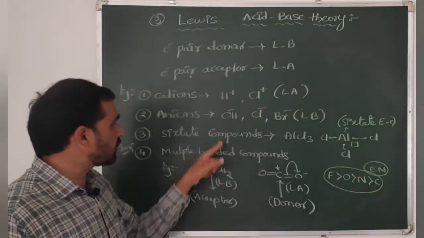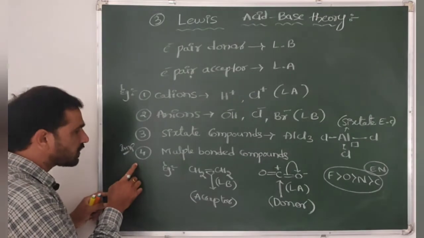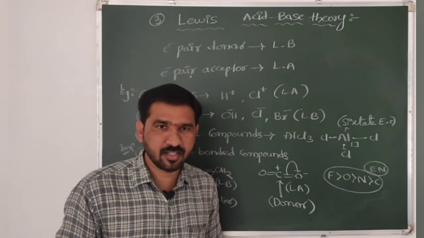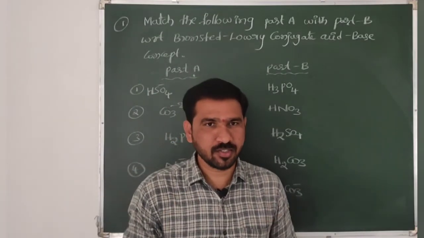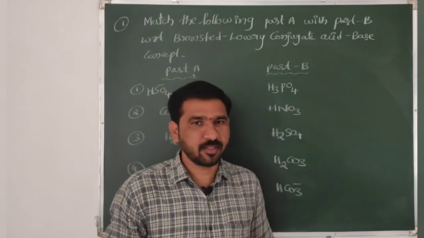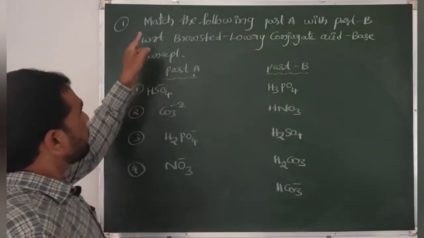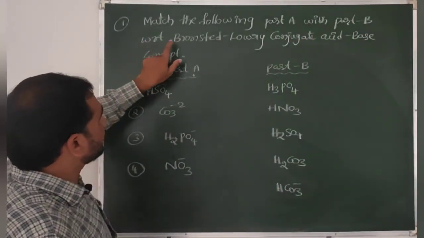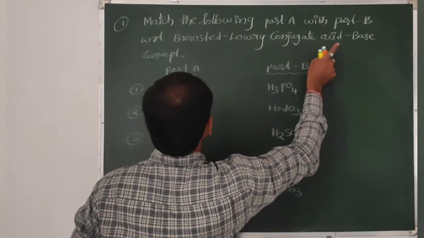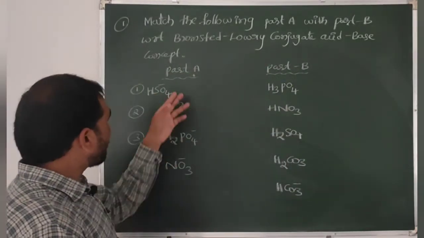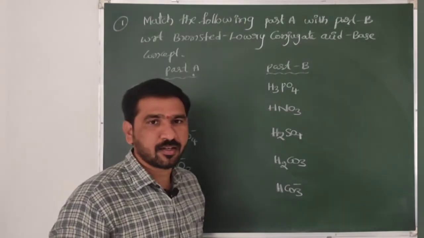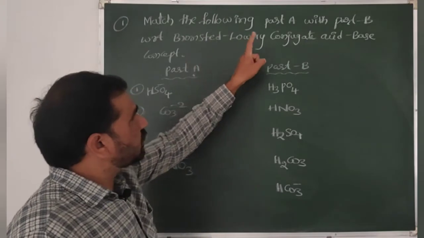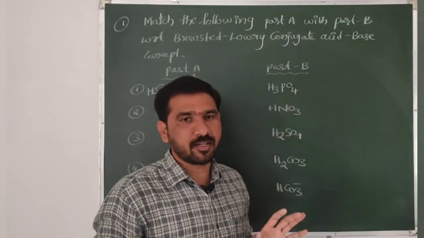So these are the examples. Among the examples, this fourth example is very, very important. At the competitive level, this question will be raised. Is it clear, beta? I would like to discuss some model questions with respect to acid base concept, right? Then coming to the first question, match the following, part A with part B, with respect to the Bronsted-Lowry conjugate acid base concept. Part A is given here, part B given here. With respect to what concept do we need to match them here? Bronsted-Lowry conjugate acid base concept, right?